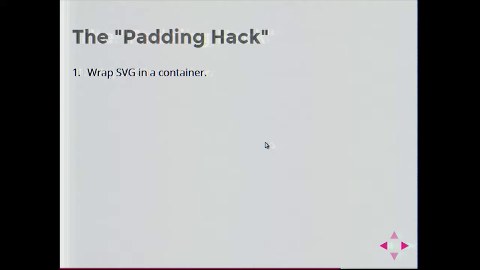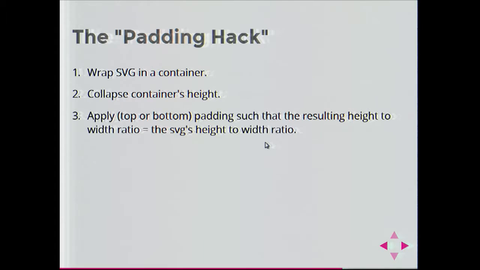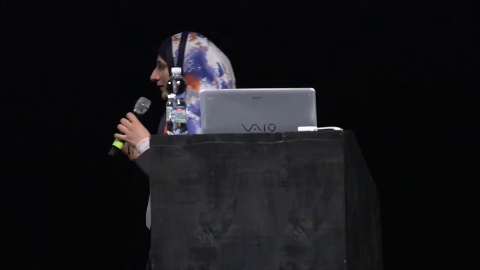To make the SVG responsive, you're going to first have to wrap it in a container. Then you have to collapse the container's height and then apply a top or bottom padding such that the resulting height to width ratio equals the SVG's height to width ratio. So why? How? The thing is that in CSS, when you apply a padding, even if it's a padding at the top or the bottom, if you're using percentage values, the value is going to be calculated relative to the width of the element, not the height.